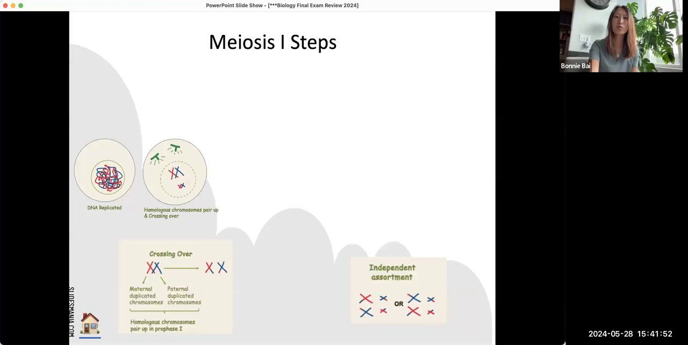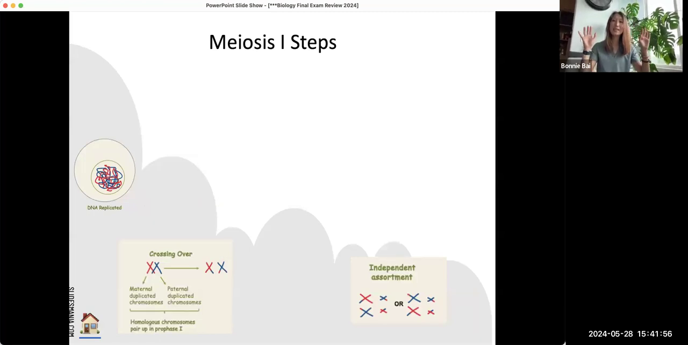So meiosis 1 goes like this. We have interphase, DNA replicated, so DNA uncondensed, really. That's why I'm doing the wiggly finger. Before meiosis, you would have already gone through G1, S, and G2, but by the time you start meiosis, the DNA is already replicated, right?